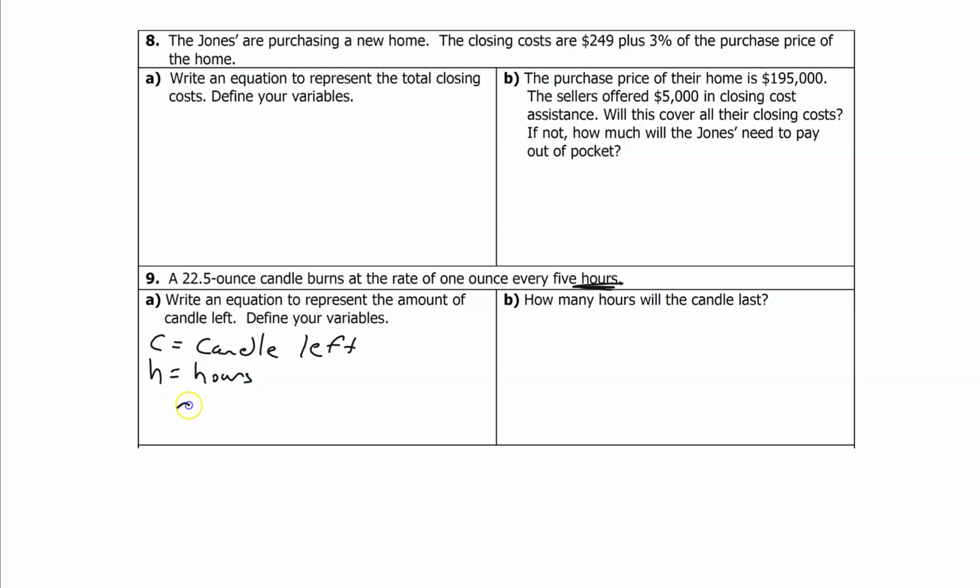All right, so we know that our candle is 22.5 ounces. Now, 1 ounce for every 5 hours. So that means every hour, correct? Wouldn't that be 1/5 if H is hours? So we know we're starting off at 22.5, and we're going to subtract 1/5 ounce for every hour.